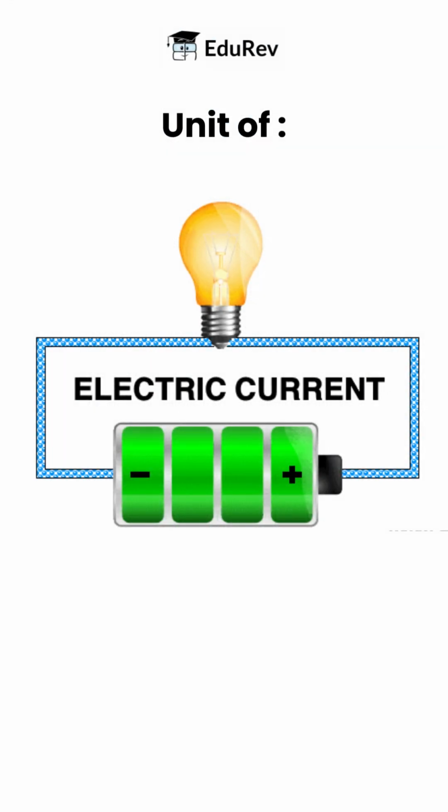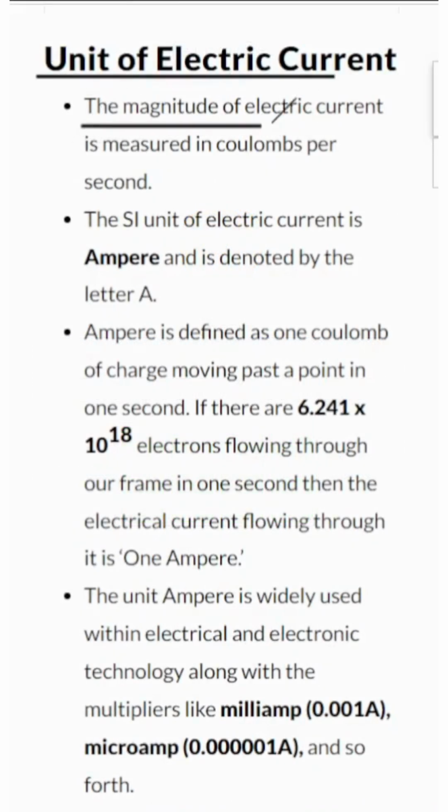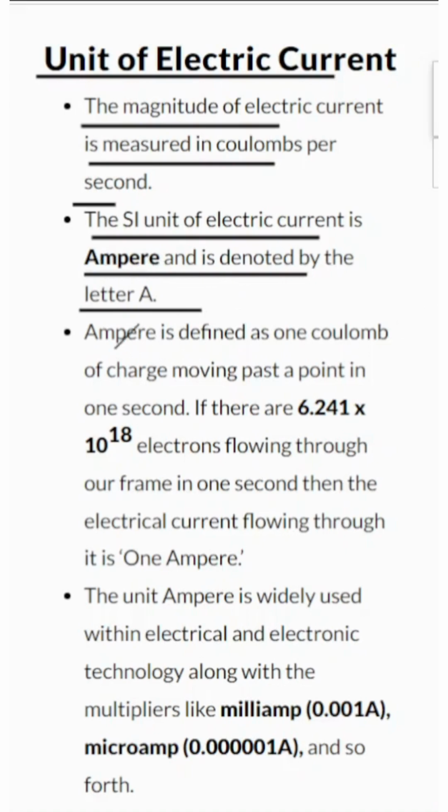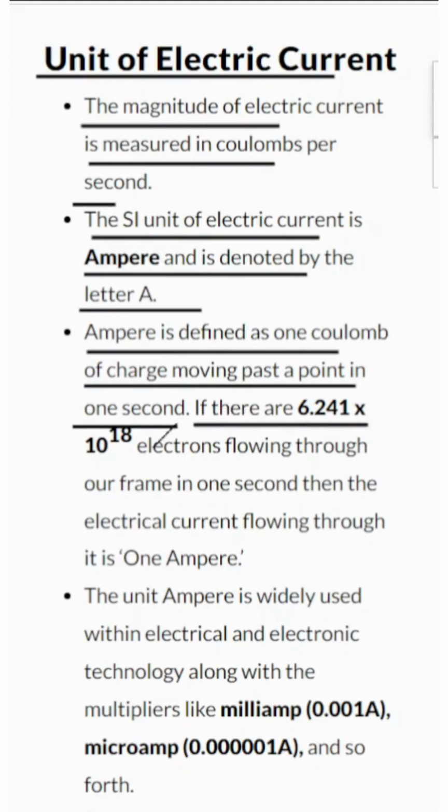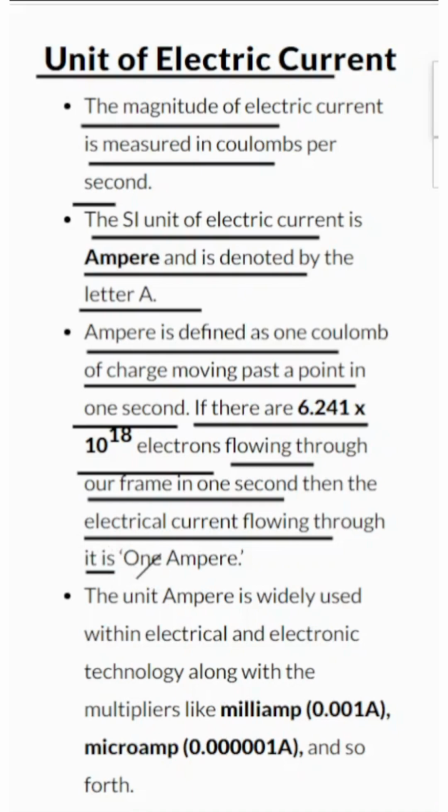Let us now explore the fundamental unit of electric current. Magnitude of electric current is measured in coulombs per second. The SI unit of electric current is ampere, denoted by the letter A. Ampere is defined as 1 coulomb of charge moving past a point in 1 second. To put it simply, if there are 6.241 × 10^18 electrons flowing through our frame in 1 second, the electrical current flowing through it is 1 ampere. That's a mind-boggling number of electrons racing by.